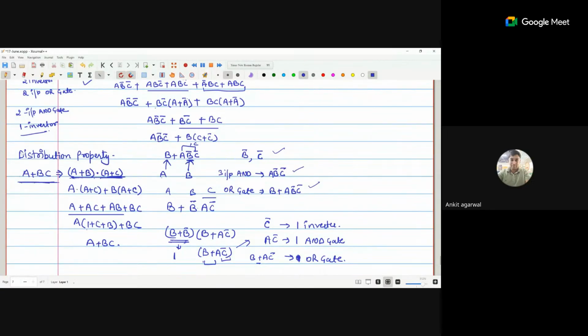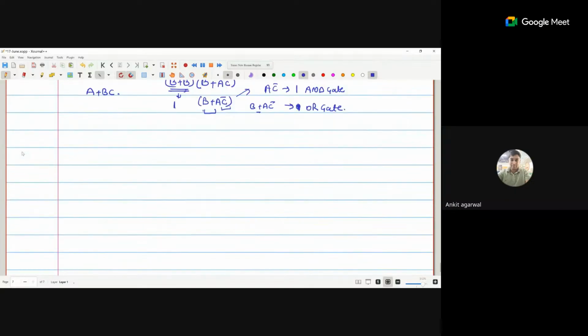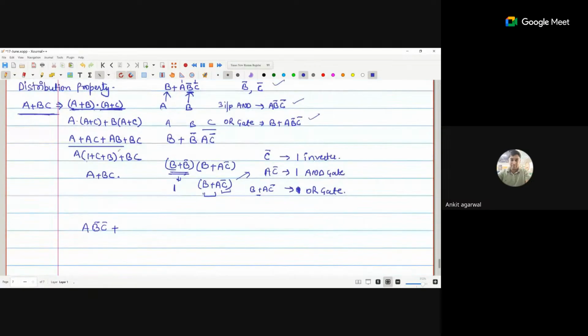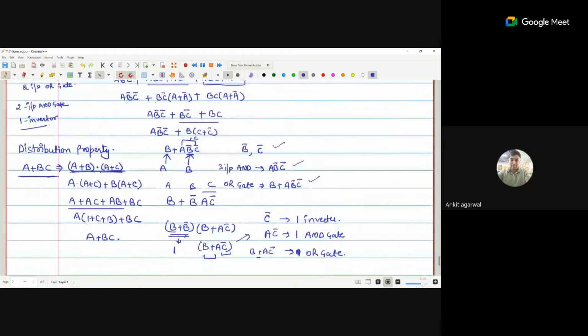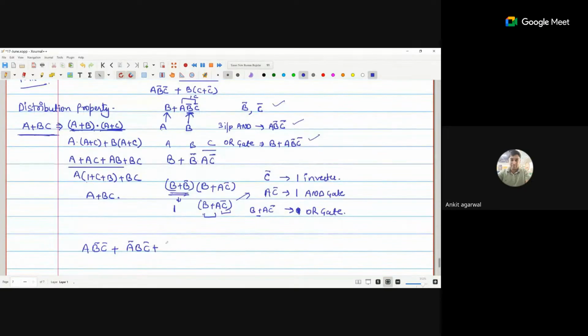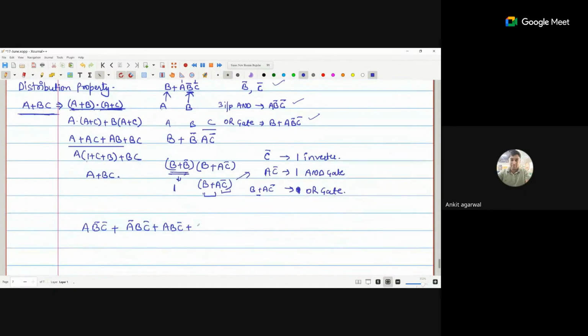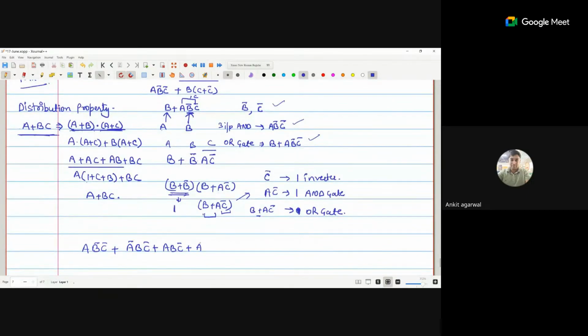Now, can we try with some other method also? Yes, we can try A, B bar, C bar. The answer should be different. I am not saying that you are getting the same answer. A bar, B, C bar. A, B, C bar. A bar, B, C, and A, B, C. I am using these two and these two.